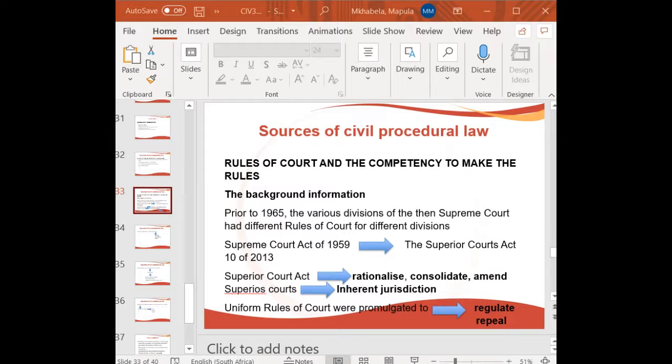Ladies and gentlemen, apart from the acts mentioned above, also referred to as the primary legislation, court rules that regulate the conduct of proceedings in various courts have been promulgated. They are the so-called subordinate legislation. These rules must therefore be read in conjunction with their particular acts.